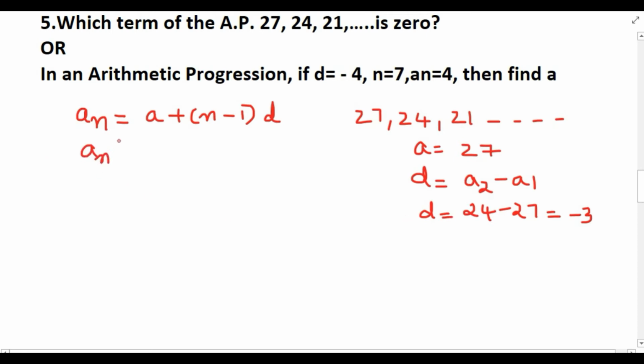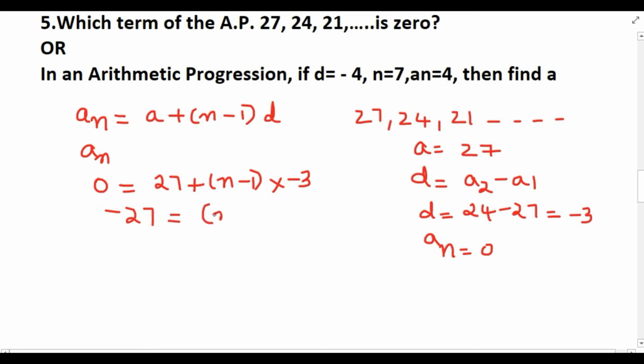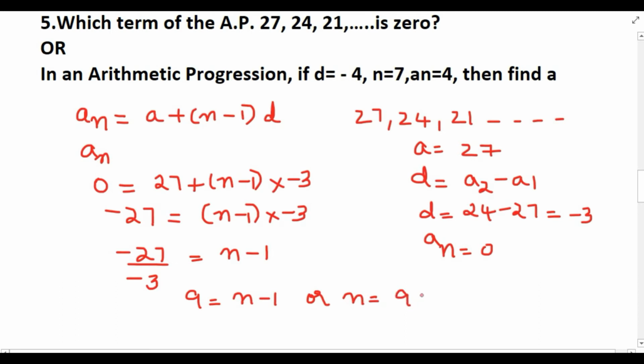an is also given, because which term is 0? So you can substitute an as 0. 0 equal to 27 plus n minus 1 into minus 3, or minus 27 is equal to n minus 1 into minus 3. You can take the minus 3 to the other side, so it will become a division: n minus 1. So 9 equal to n minus 1, or we can say n is equal to 9 plus 1, 10. So the 10th term of this AP will be 0.